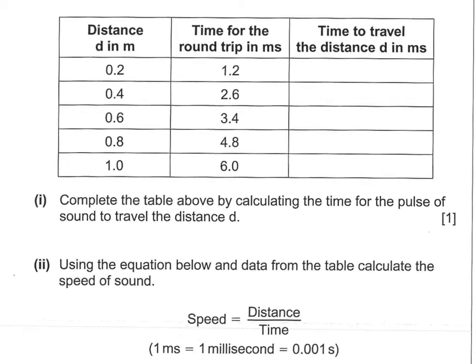So you're getting 1 mark for recognizing that these times to travel a distance d are going to be half of all of these times. So basically you have to half all of these numbers and fill them in down here. It says using the equation below and data from the table, calculate the speed of sound.